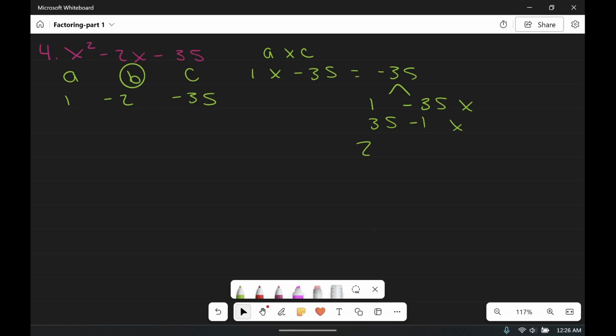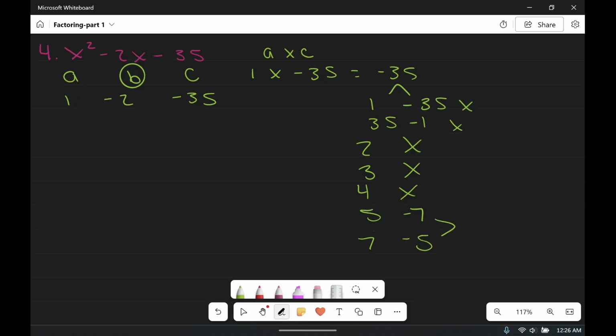2 times what is negative 35? Nothing, because we're only working with whole numbers. We don't want decimals or anything. So 3 times what equals negative 35? Nothing. 4 times what equals negative 35? Nothing. Now 5 times what equals negative 35? 5 times negative 7 equals negative 35. We can also reverse the signs. That positive 7 times negative 5 equals negative 35.